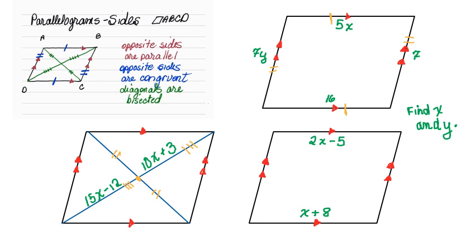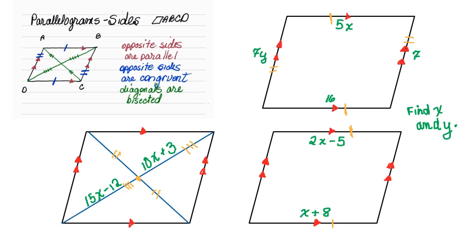Geometry strategy number one, make sure you draw a picture. Geometry strategy number two, label things. What do you have to find? What are you given so that you can label the things? Well, we've been given that we have to go look for X and Y. The next thing, the properties.